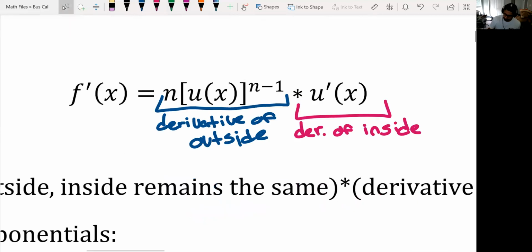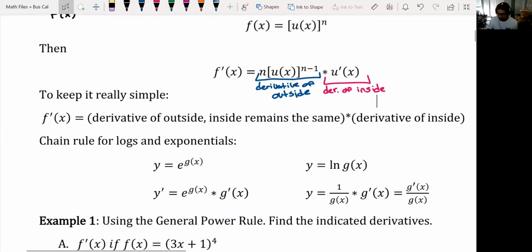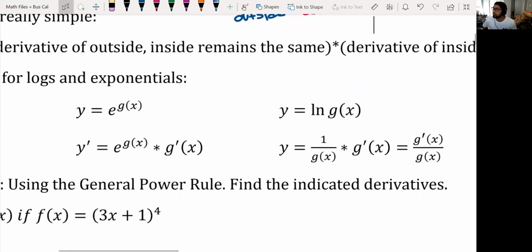Okay. Let's try it out. Look at that. I wrote it down there. Derivative of the outside, the inside remains the same, times derivative of inside. All right. There are some rules for the derivative of e and the derivative of the natural log using chain rule.